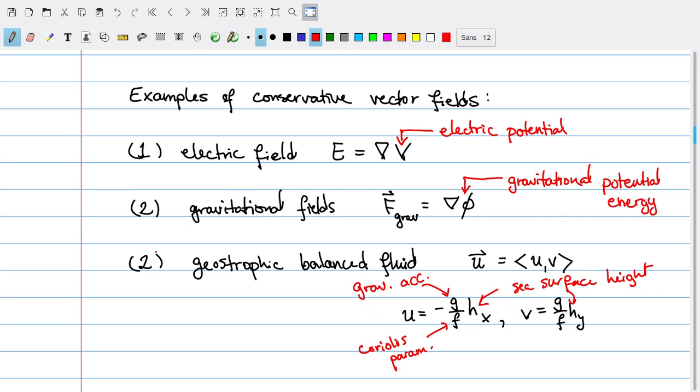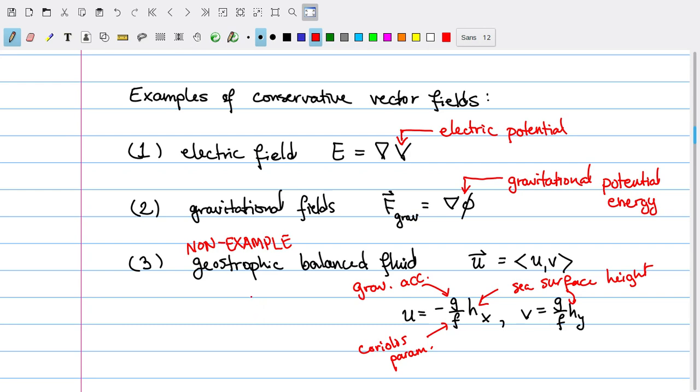This is an example of a very natural vector field which is not a conservative vector field. So let's distinguish it in that fashion. In fact, this vector field is somewhat the opposite of a conservative vector field, in the sense that it's divergence-free, and we'll talk a bit more about what that means in later lessons.